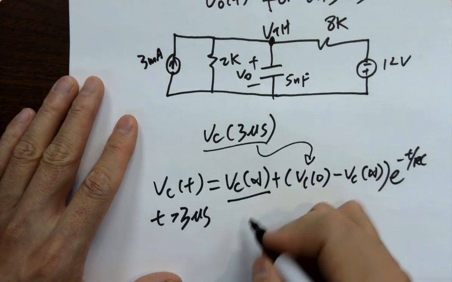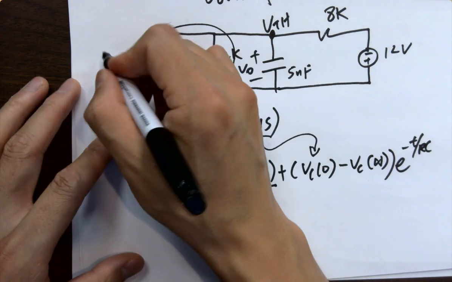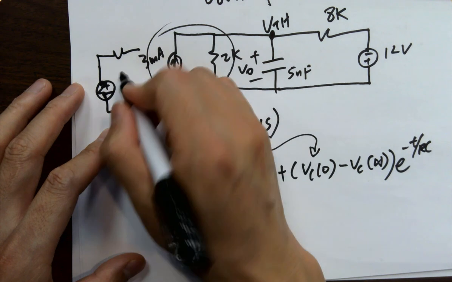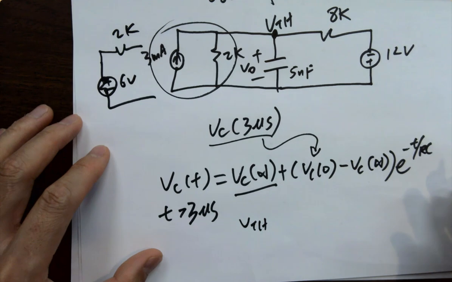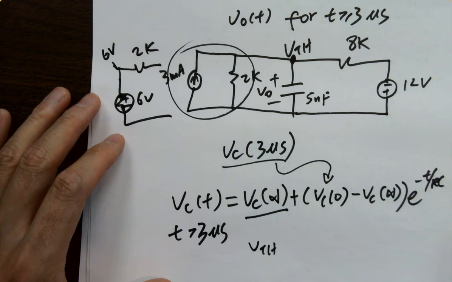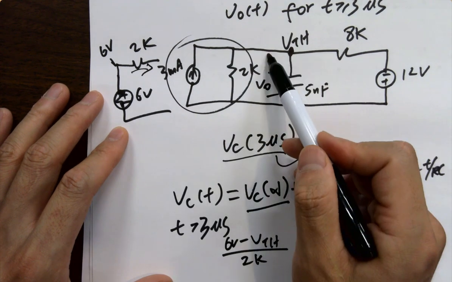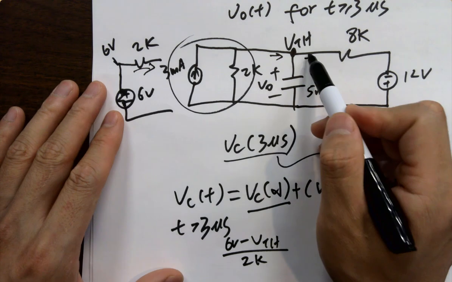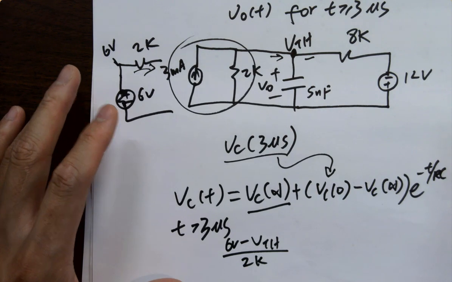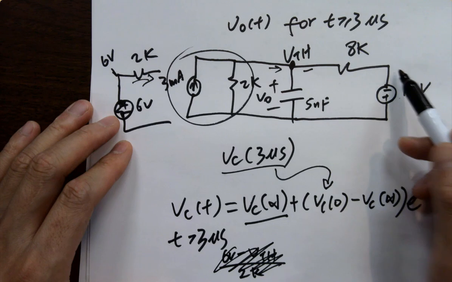How? VTH, doing what? So this guy is this, right? 6 volts and 2K, right? 6 volts here. So 6 volts minus VTH over 2K is a current flowing into this node. And there's another current. Wait, do we need to do that? Probably not. You know, there's an easier way to do it. 6 volts minus 12 volts. See, it's a minus plus, so it's a minus 12 volts.